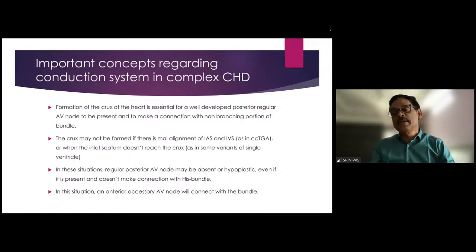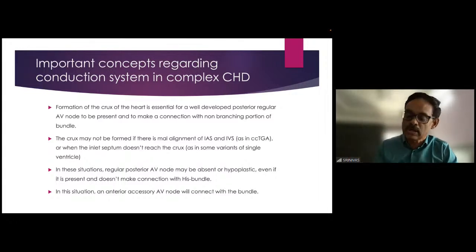Similarly, the regular posterior AV node may not be present in some examples of single ventricle, where the ventricular septum does not reach the crux at all. So the crux is not formed when the septum doesn't go to the posterior location and meet with the atrial septum and the AV valve rings there. In this situation also, an anterior accessory AV node will connect with the bundle, not the regular posterior AV node.